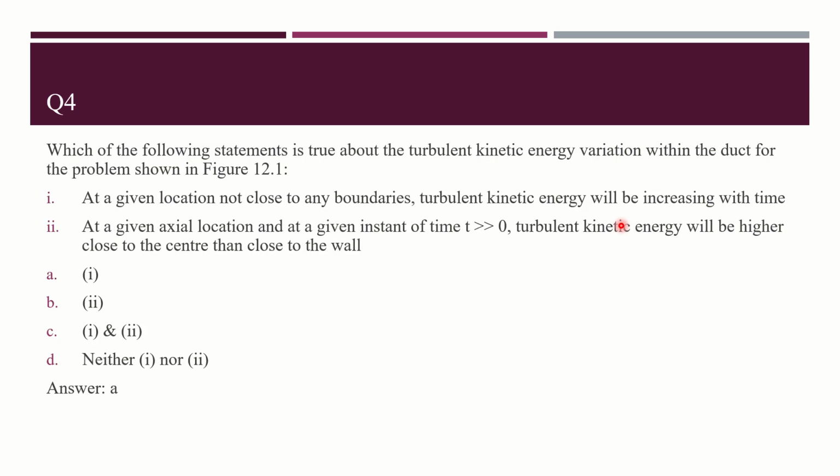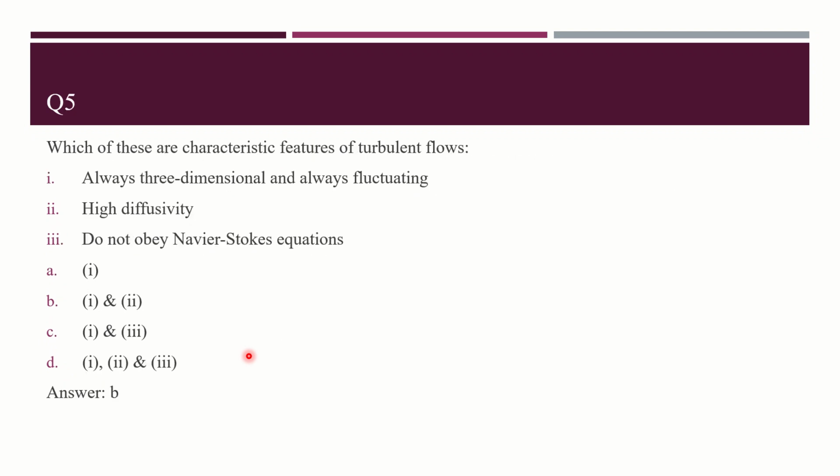Question 4 was about the turbulent kinetic energy variation within the duct. Apart from the region closer to the boundaries, in all other regions the turbulent kinetic energy will be increasing with time, but we cannot generalize how it will be near the walls. Question 5 was about the characteristic features of turbulent flows. We saw that it is always fluctuating and always a three-dimensional problem with higher diffusivity. So these are the week 12 problems.